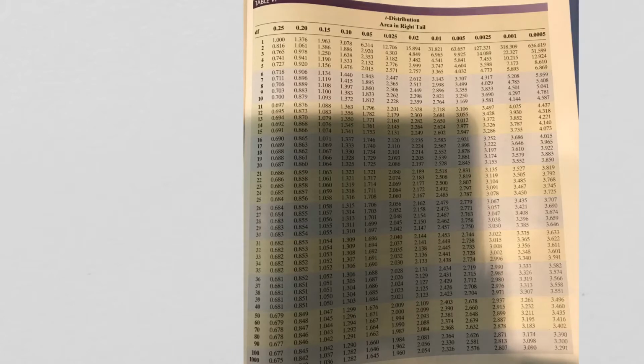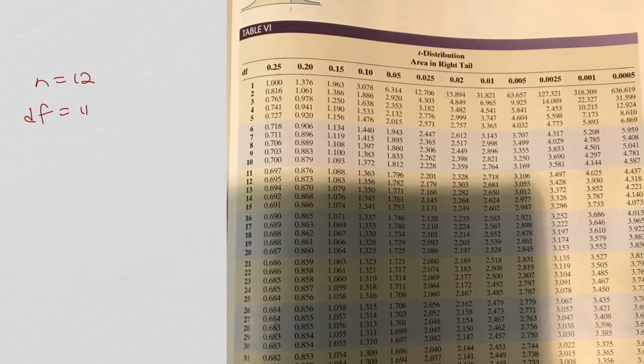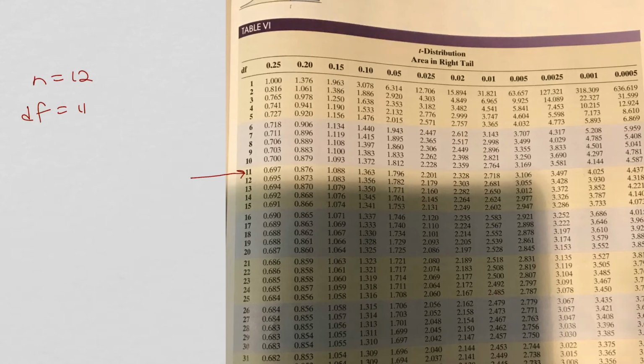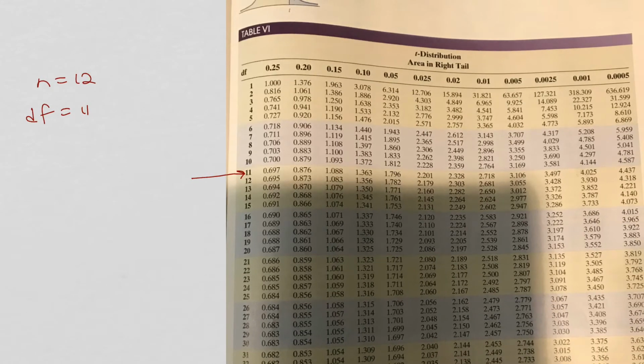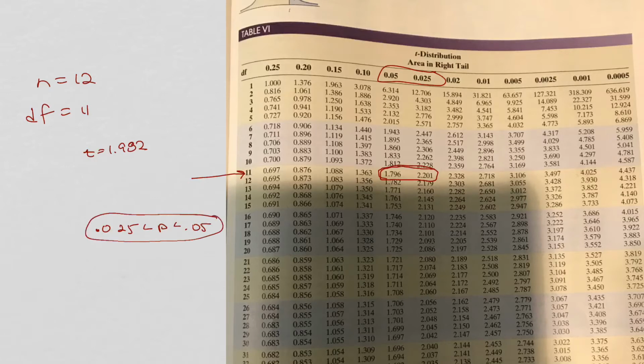All right, so in this case, if you remember, n is 12, which means my degrees of freedom is 11. Right? So what I'll do is I will go along that row, right? And my test statistic t was 1.982. And if we go along this row, 1.982 falls between these two numbers right there, right? Which means the p-value falls between here and here. So the p-value is 0.025 is less than p is less than 0.05, right? At least from our charts. Okay, so let's take that info and go back to our problem.